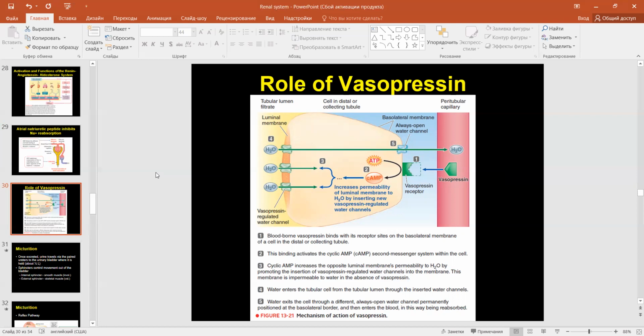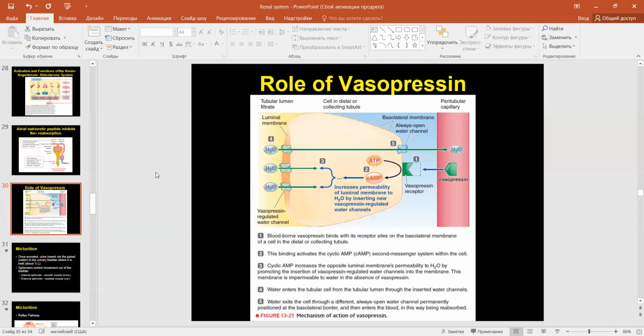Vasopressin is produced by several specific neuronal cell bodies in the hypothalamus and then stored in the posterior pituitary gland, which is attached to the hypothalamus by a thin stalk. The hypothalamus controls the release of vasopressin from the posterior pituitary into the blood.